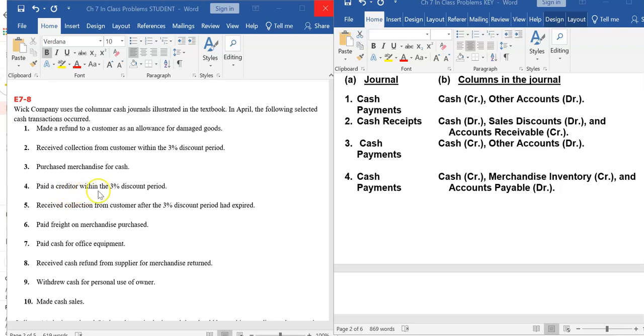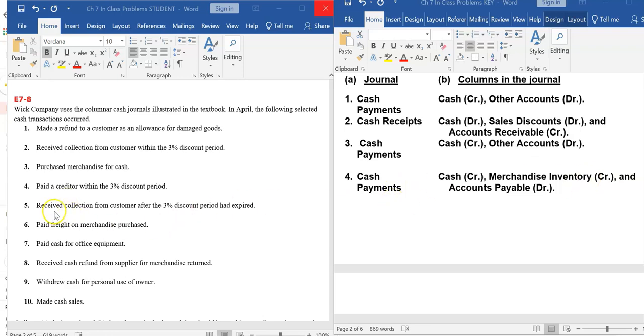Number 4, we paid a creditor within the 3% discount period. We paid a creditor, we're making a payment, so it's the cash payments journal. Crediting cash for the amount of the cash paid. We're paying the creditor within the discount period, so we're paying off our liability. We will use the debit to accounts payable column to show a decrease to accounts payable. And we will use the merchandise inventory credit column to reflect the decrease to inventory for the discount taken. In essence, we are decreasing the cost of the inventory we have recorded.